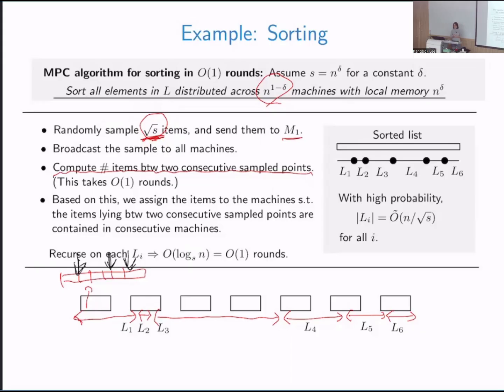Okay, do you have any question for this? Okay, so in this way, after a constant number of rounds, we can compute the elements contained in L1 and the elements contained in L2 and so on. Then we rearrange the elements in a proper way. Then we recurse on those parts. We recurse on each sublist.